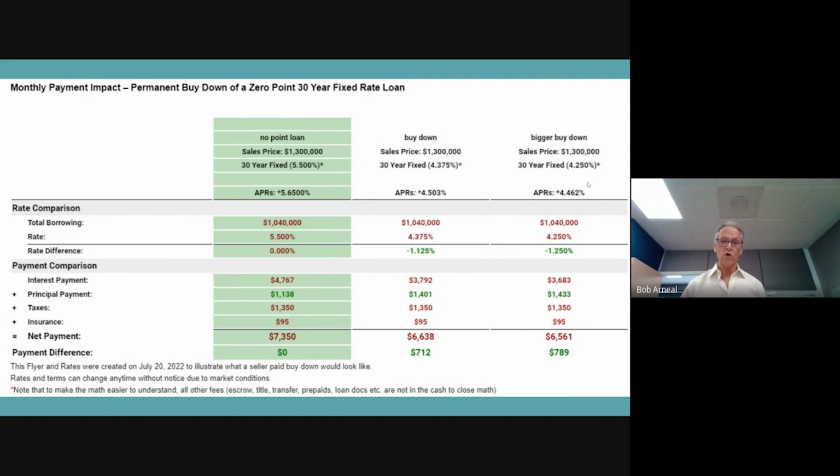I'll get to the next slide in a moment, where we share what the seller is paying. Right now, I want to focus on what the buyer is getting if this happens. So now let's go to the third one, bigger buy down. Bigger buy down means the seller pays more money.